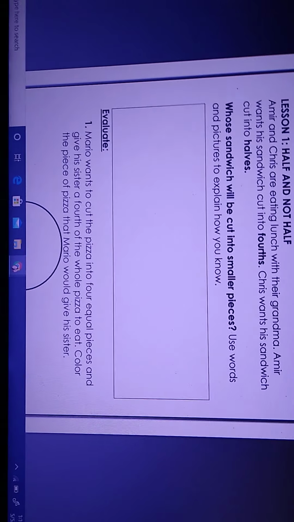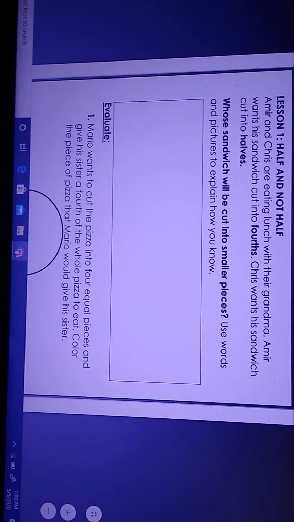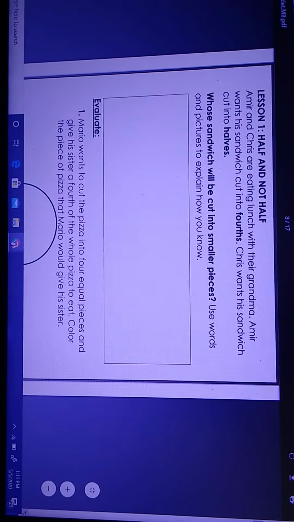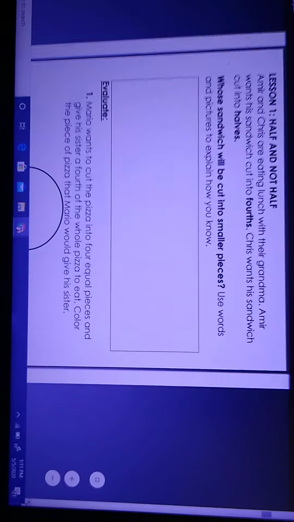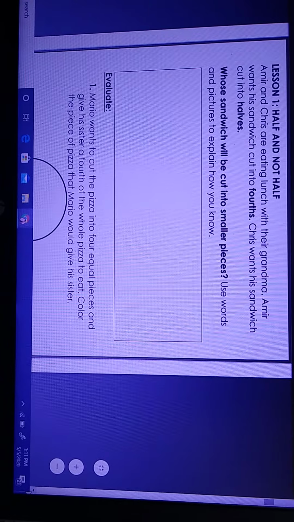Hi everyone, this is going to be going over the math for this week. Lesson 1 is called half and not half. So this is where you're learning about equal parts.